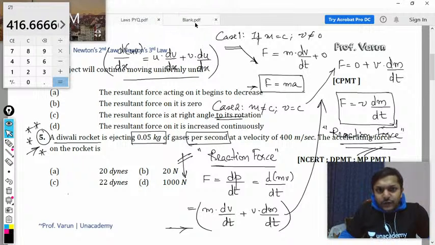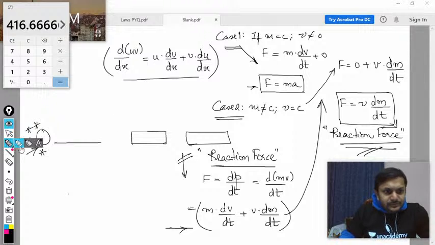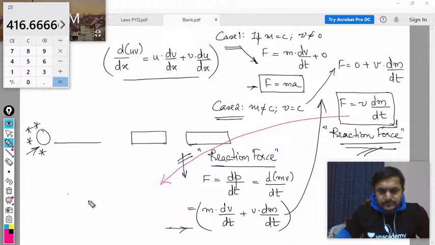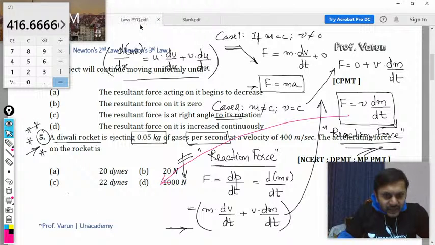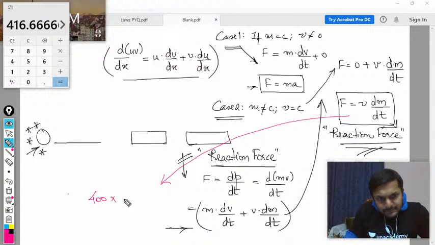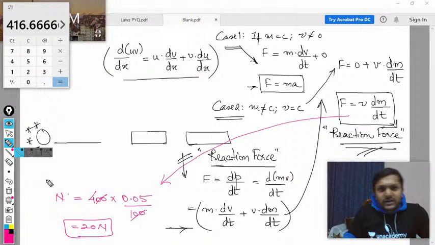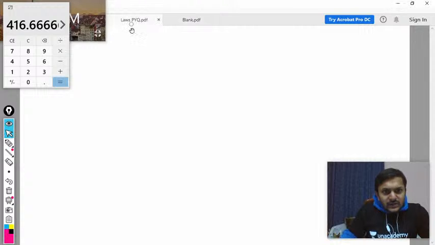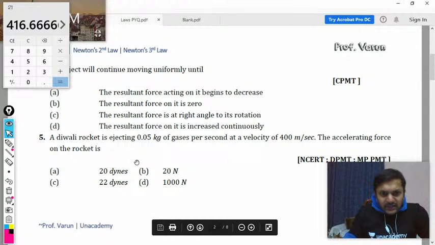So if we are using this formula here, the velocity is given as 400 meter per second and the mass is 0.05 kg. We substitute the values here. Velocity, I again forgot, 400 meter per second, 0.05. All are in SI units, so that should be the force. So this will come out to be 20 newtons, which should be our answer. Well, yes, B is the answer, my dear student.